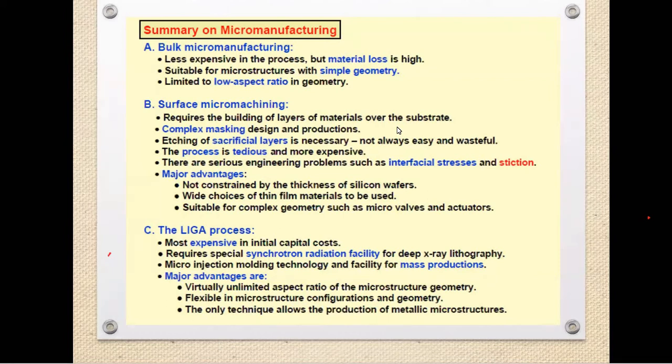Wide choice of materials can be used, and micro valves and actuators can be formed using this technique. The LIGA process is suitable for complex geometry such as micro valves and actuators, using thin film technology. We have discussed that it is the most expensive process, with the initial cost, and it requires micromachining.